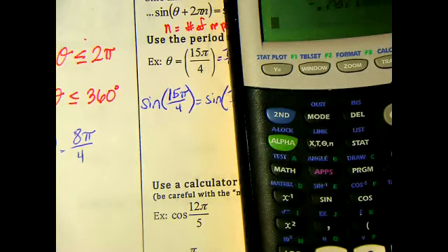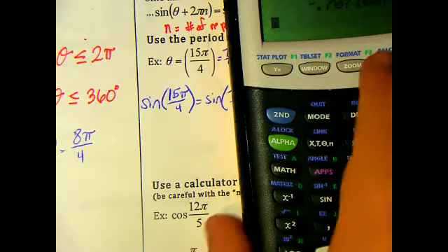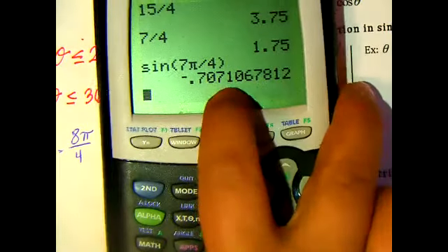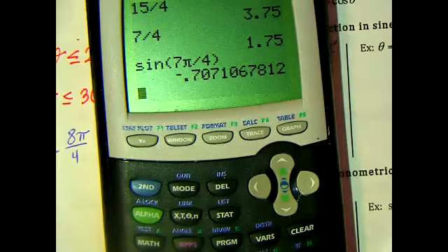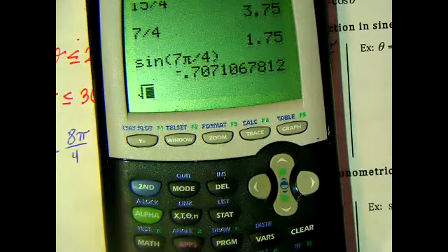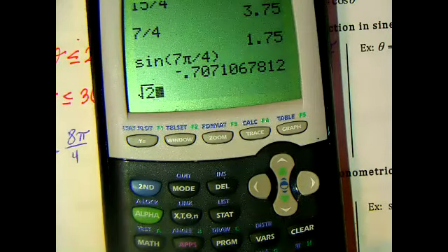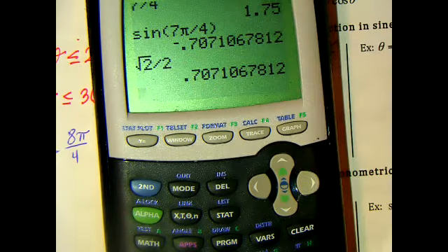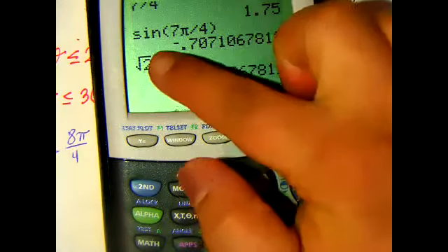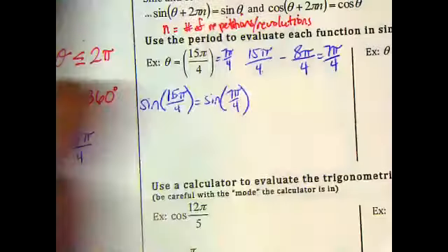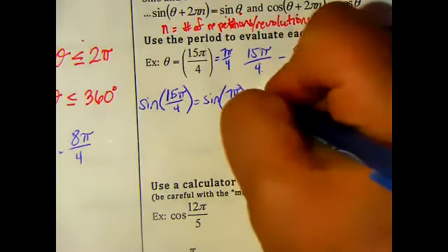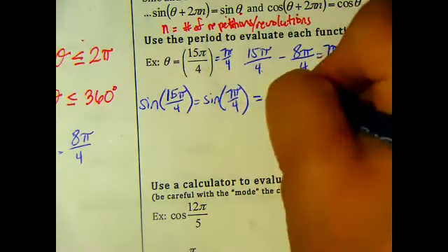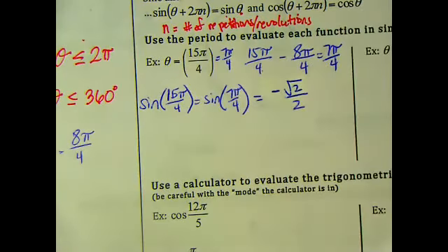That gives me negative 0.707. 0.707 sounds like it might be square root of 2 over 2, so let's try that out. The reason I say that is because square root of 3 over 2 was 0.866. Yes, so this is negative square root of 2 over 2.